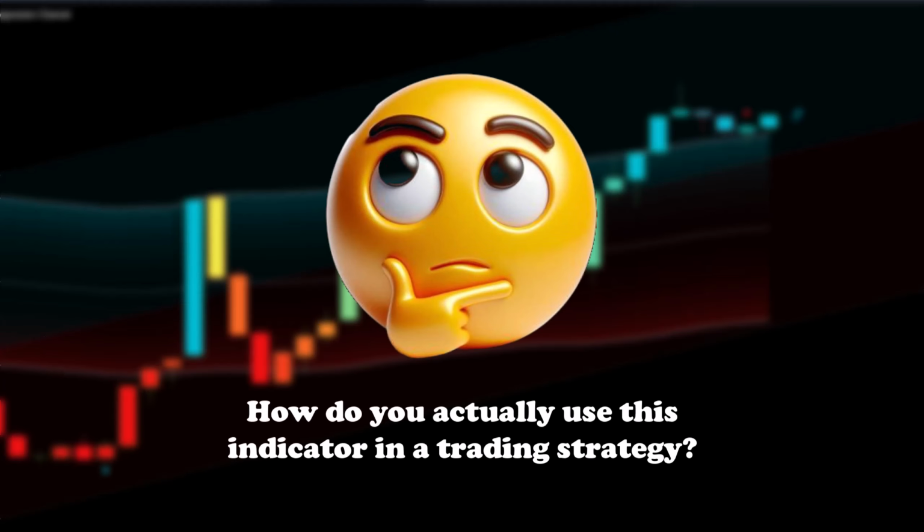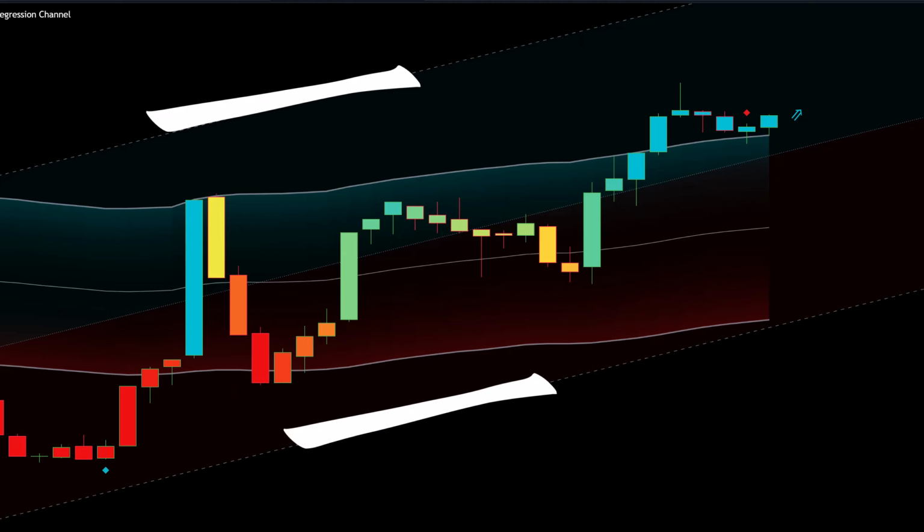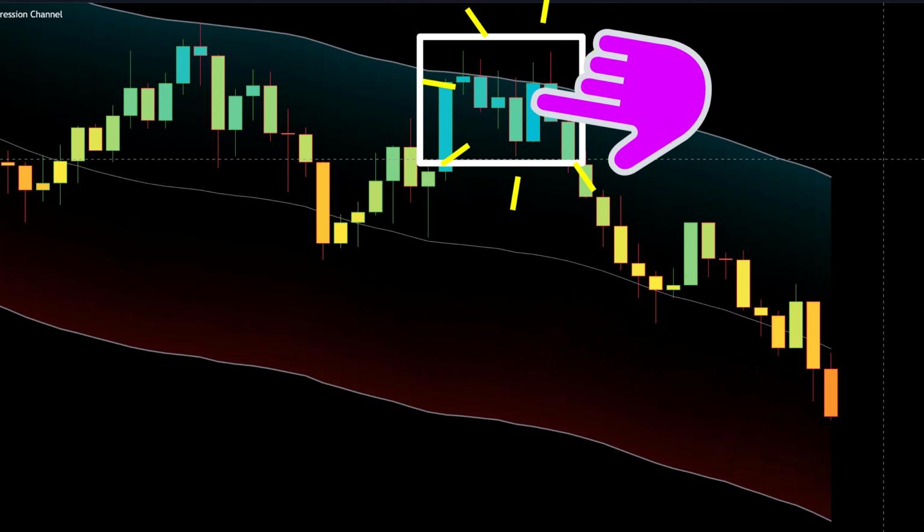Alright, so how do you actually use this indicator in a trading strategy? One of the most effective ways is by identifying the trend using the central channel, if it's enabled, or just observing the slope of the bands. If the bands are sloping upward and price tends to hug or bounce off the lower band, you're in an uptrend. If they slope down and the price stays near the upper band, it's likely a downtrend.